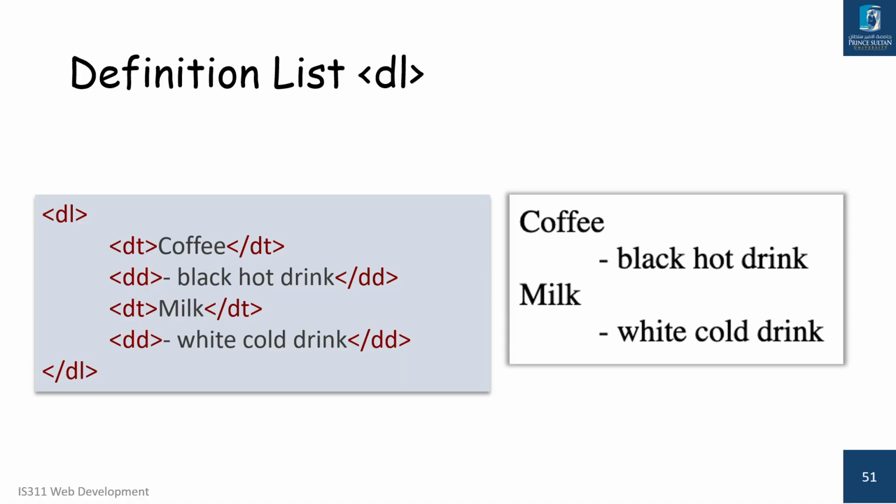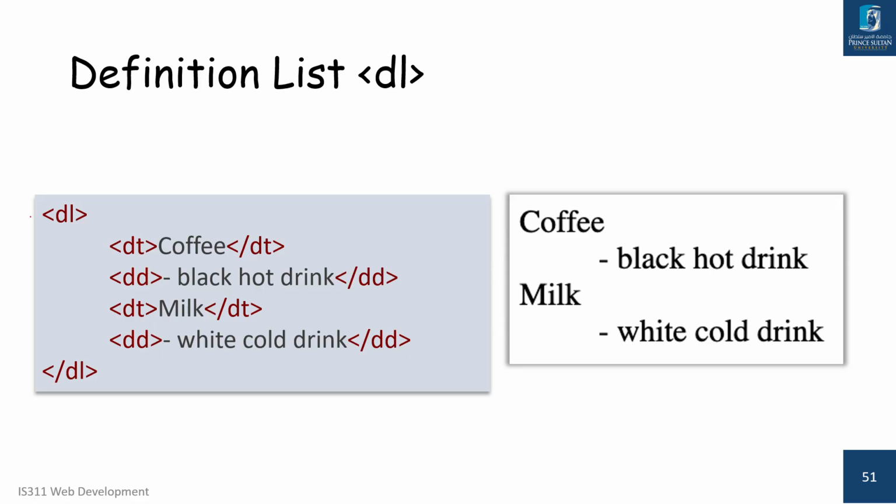Next is a definition list. So we can also have a definition. For example, we want to define coffee. Coffee is a black hot drink. Milk is a white cold drink. You can also say cold drink, fuzzy, which is unhealthy, defining.